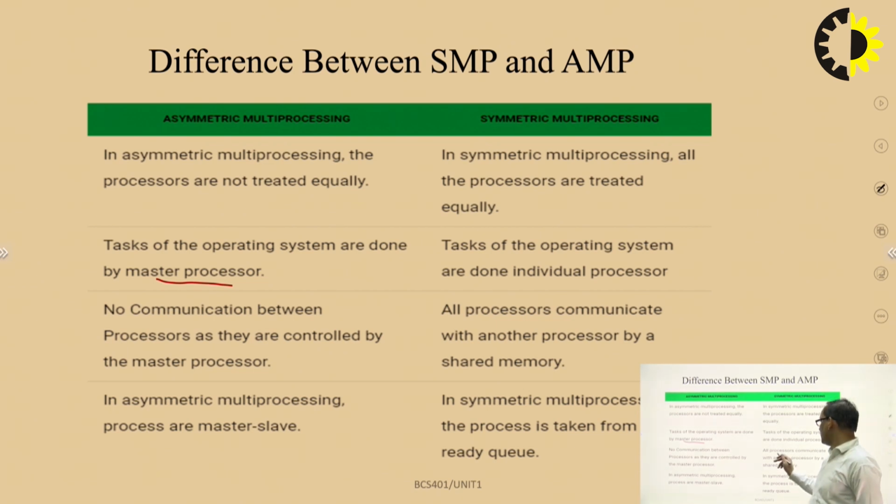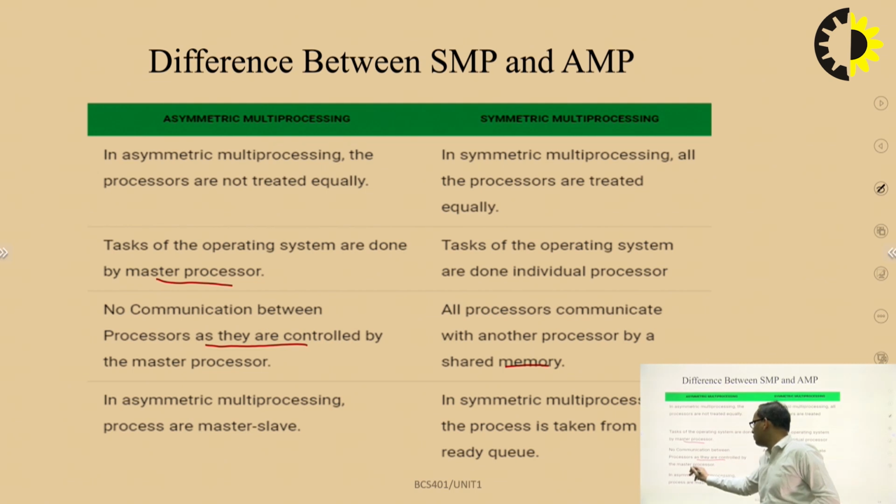In symmetric multiprocessing, all the processors communicate with each other through the shared memory. Whereas in asymmetric there is no communication between the processors, as they are controlled by the master processor. Each processor has its own memory. In symmetric multiprocessing, the process is taken from the ready queue. In asymmetric multiprocessing, processes are master-slave processes. So these are some differences.